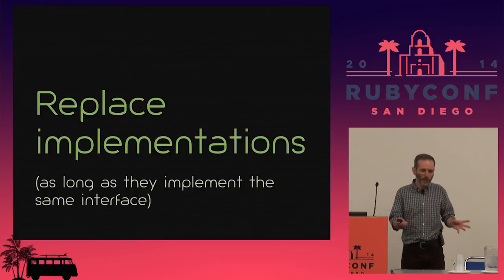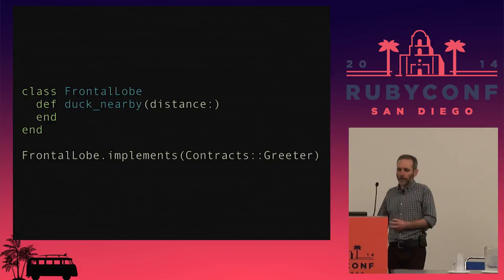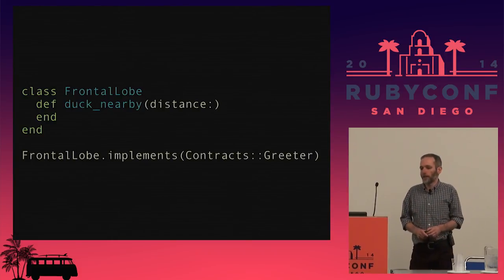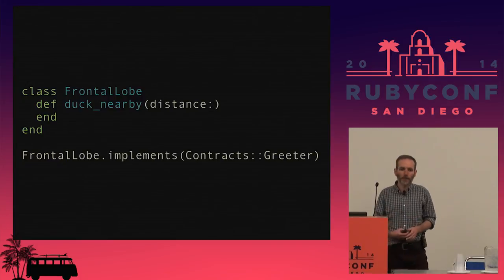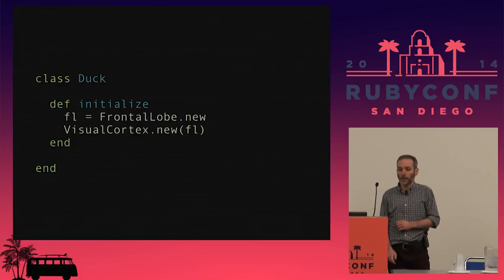but actually that's the wrong abstraction. As we develop our system, we might think we're going to break the brain up into more detailed pieces. We might have something like the frontal lobe being responsible for this high-level decision-making. So we make this implement the same interface as the brain did before. And then we can go back to our duck class, which originally created the brain and passed it to the visual cortex, and we can just replace it with frontal lobe.